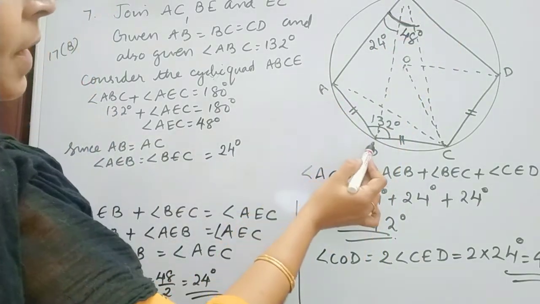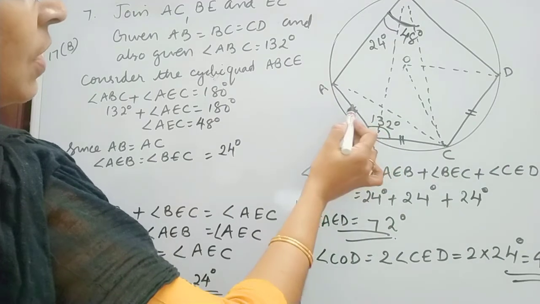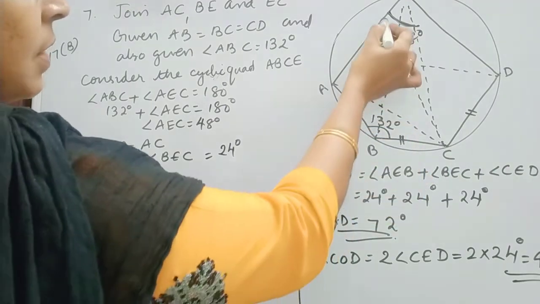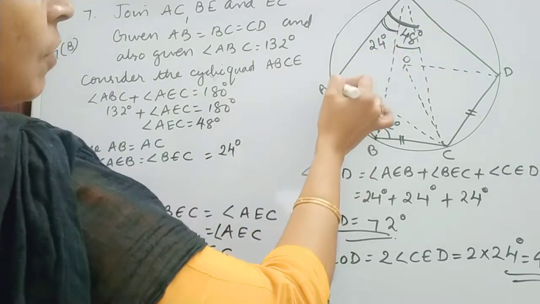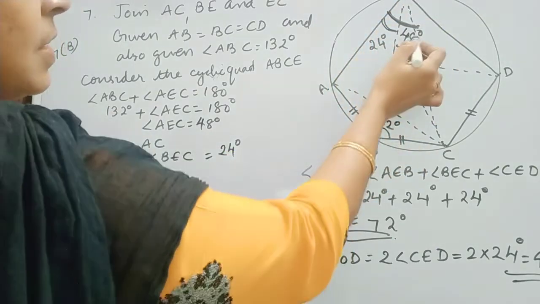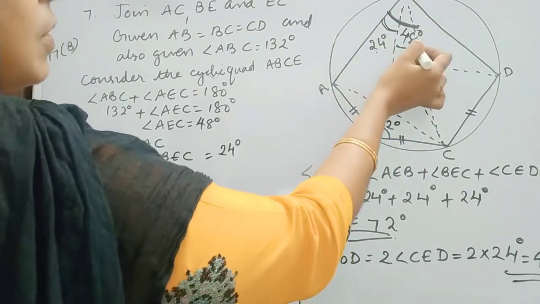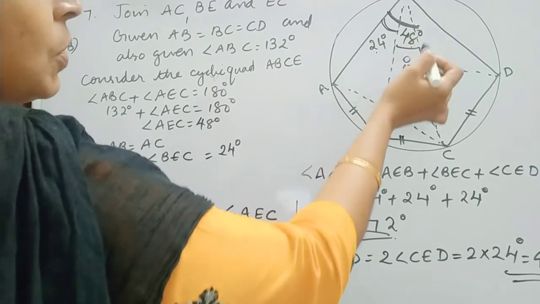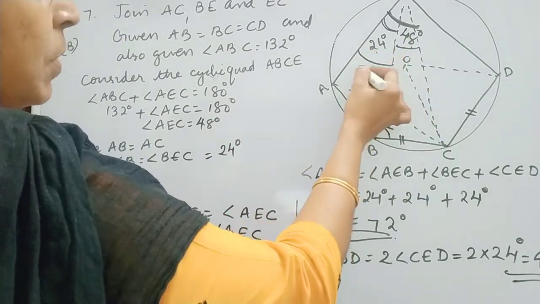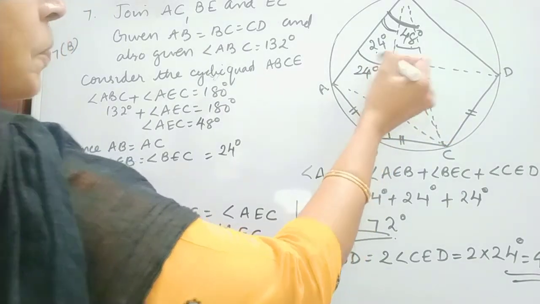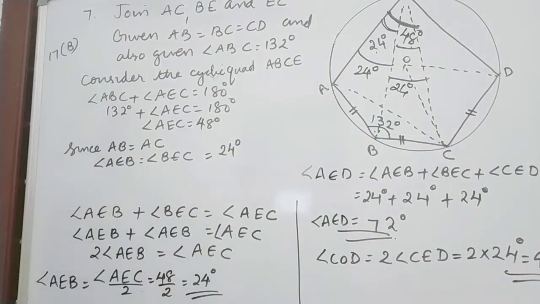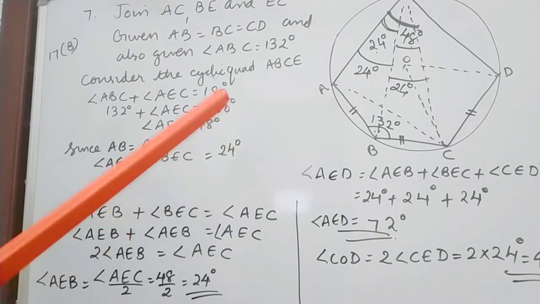We know AB is equal to BC. These two are equal means these two angles will be equal. So total is 48. What about AEB? That is 48 divided by 2, 24. Next this also 48 divided by 2, 24. So AEB will be 24 and BEC also will be 24 degree.